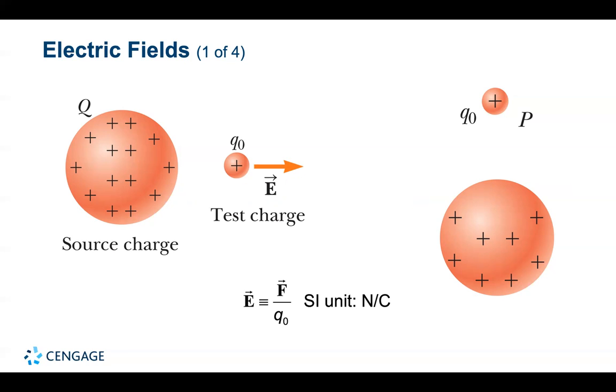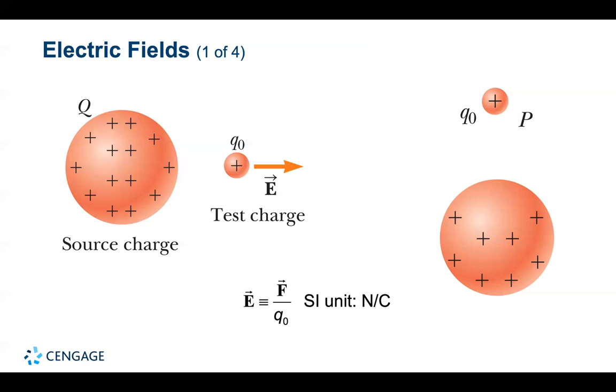So we have a test charge Q0 placed at P, which will cause a rearrangement of charges on the spheres unless Q0 is negligibly small compared with the charges on the sphere.